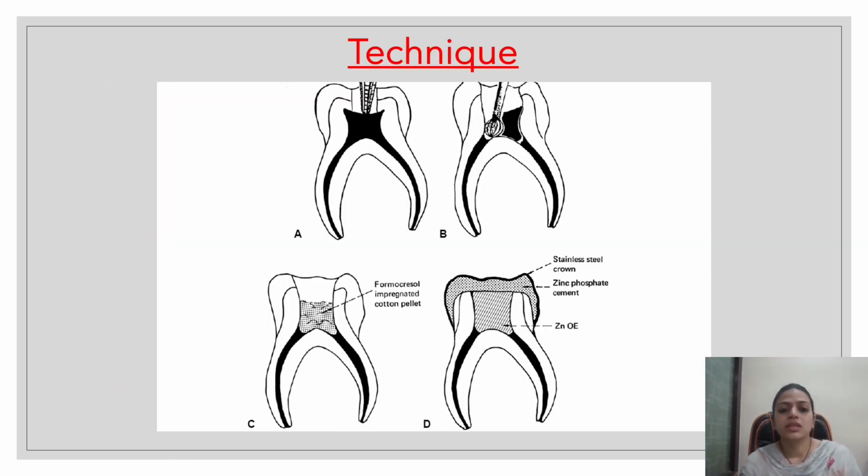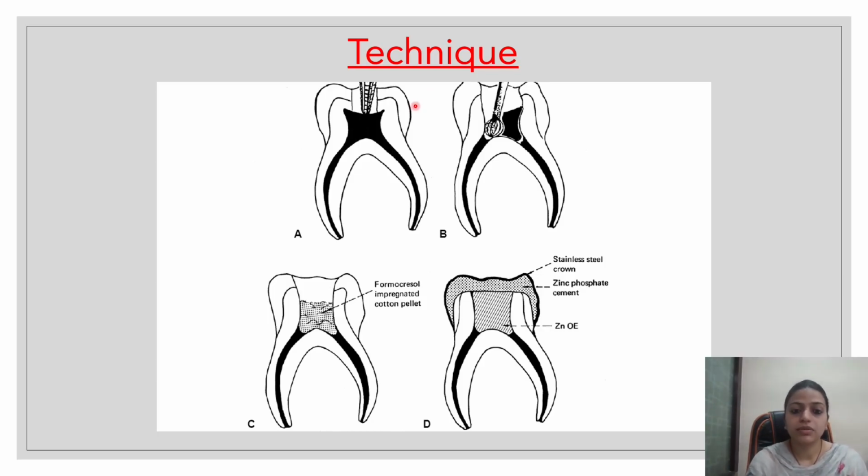So we'll have a look at what the basic technique involves. Here we use local anesthesia and put a rubber dam on the tooth, because traditionally the material which was used is formocresol, and it is also one of the most common materials used till now, and formocresol is caustic. So we need to put a rubber dam.